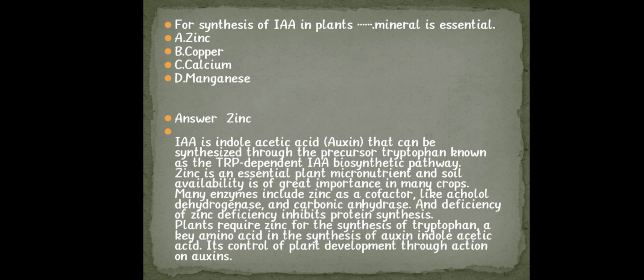The next is for the synthesis of IAA in plants, which mineral is essential? Option number first zinc, second copper, third calcium, fourth one manganese. And the answer is zinc. So friends, this IAA, that is indole acetic acid, can be synthesized through the precursor tryptophan.